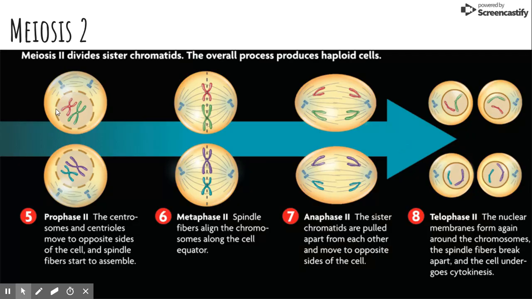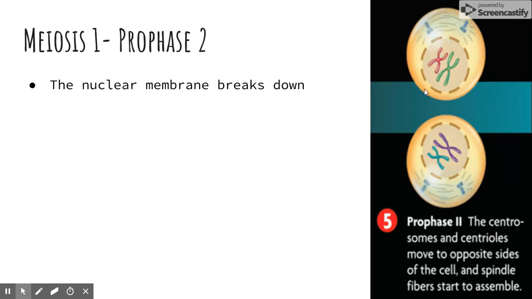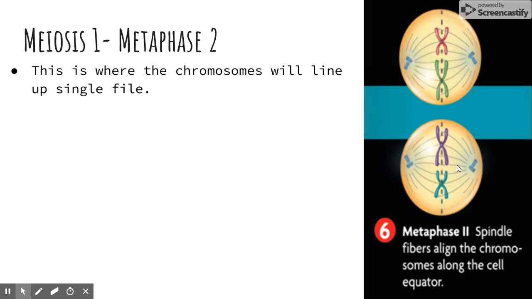So here's meiosis 2. We're going to divide both of these cells in order to get our 4 gametes at the end. So the nuclear membrane breaks down. This is prophase 2. But again, one of the big differences here is that we have 2 cells doing this division. Metaphase, the chromosomes line up in a single file line, but again, it's spanning 2 cells. So it looks similar to mitosis, but we have 2 cells doing it, which makes it drastically different than mitosis.